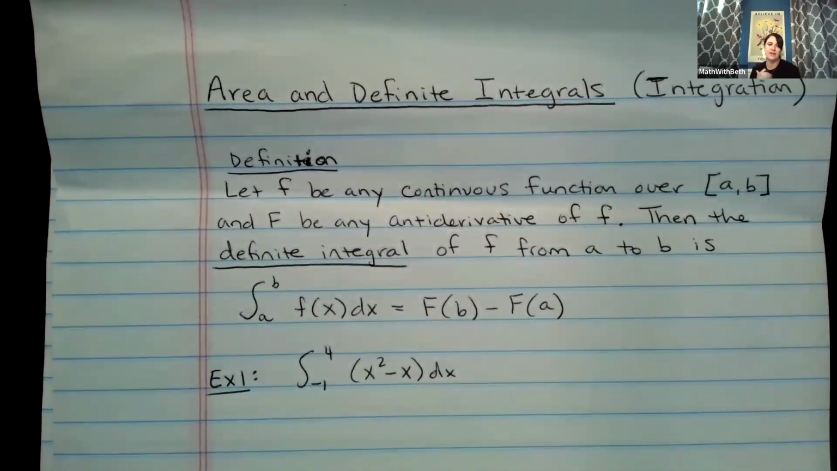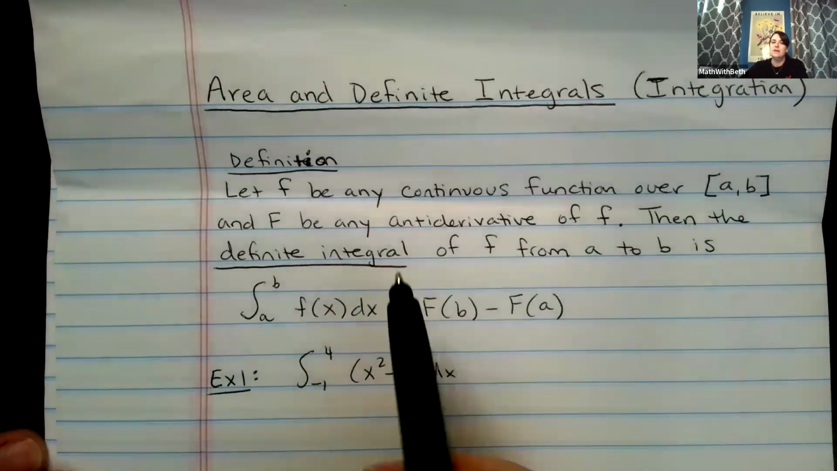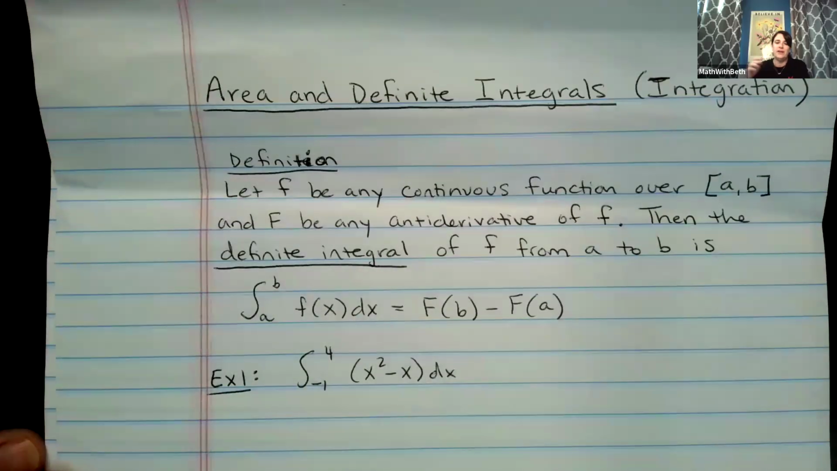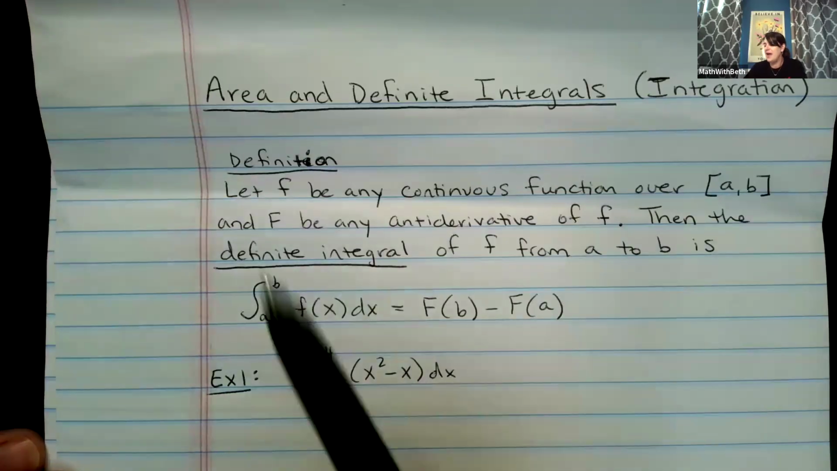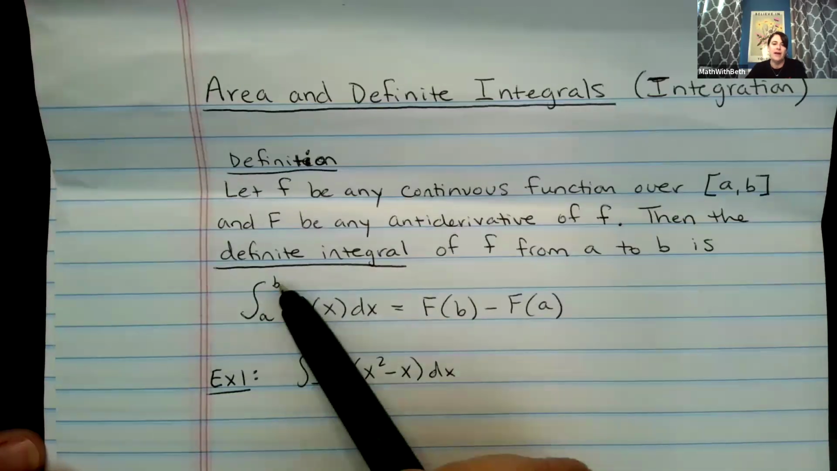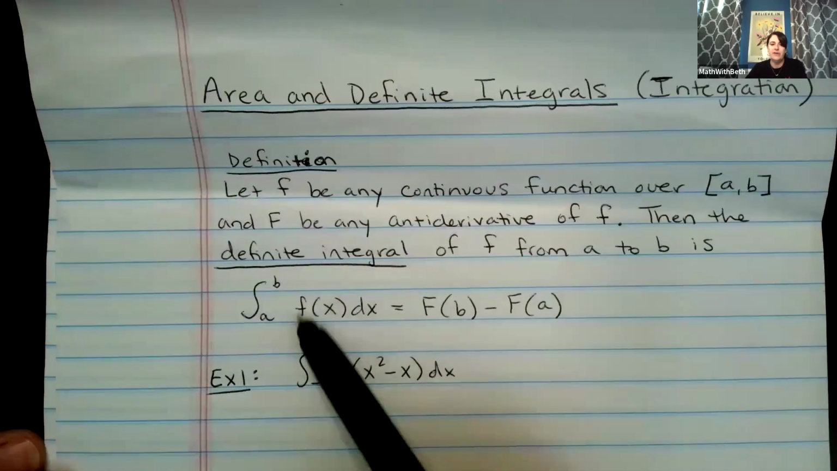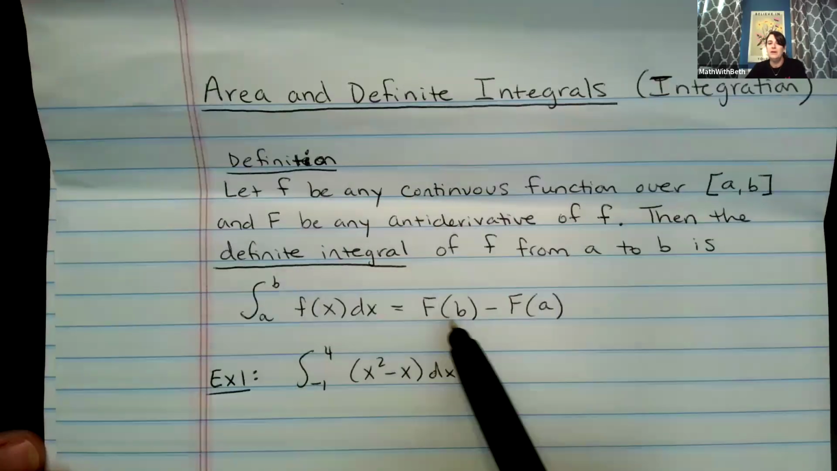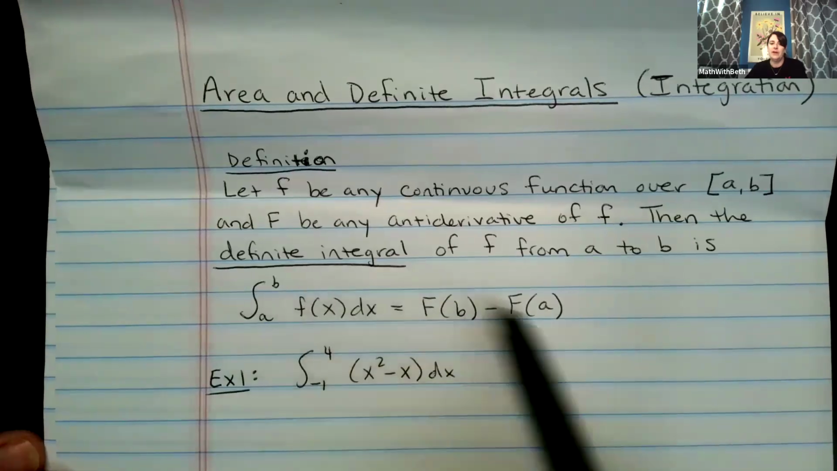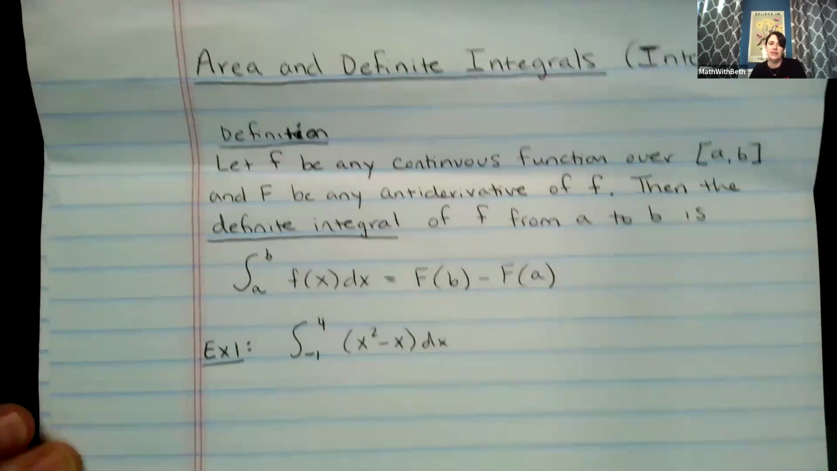So here's the definition. Let f be any continuous function over the interval a to b, and capital F be any antiderivative of f. Then the definite integral of f from a to b is this. So basically, to do a definite integral, you just have an actual interval that you're looking at for a function. So you do the antiderivative and then you plug in b and subtract what you get when you plug in a.